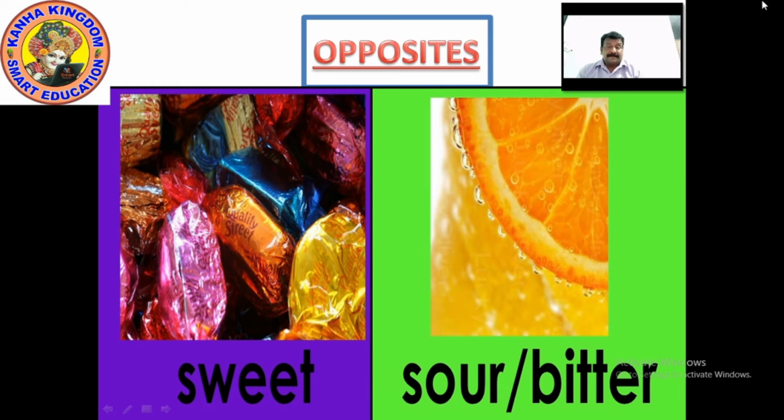Opposite of sweet is what? Opposite of sweet is bitter. Opposite of sweet is sour. So now you can see the sweet chocolates are there, and on the right you can see the sour thing. Sour thing is orange, right? It's orange, but it is sour.